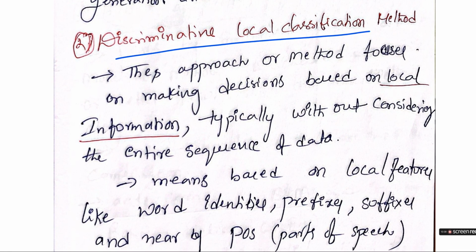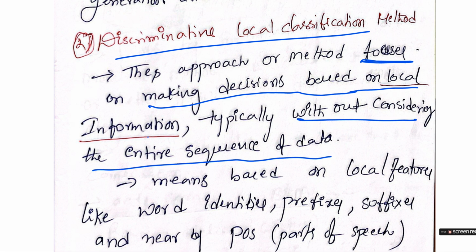So the discriminative local classification method is also one of the methods for analyzing the structure of a document. This method focuses on making decisions based on the local information. What kind of local information? Without considering the entire sequence of the data. That means there is no need to read a complete sentence or complete sequence of the data. Based on only a few pieces of local information, it will make the decisions.